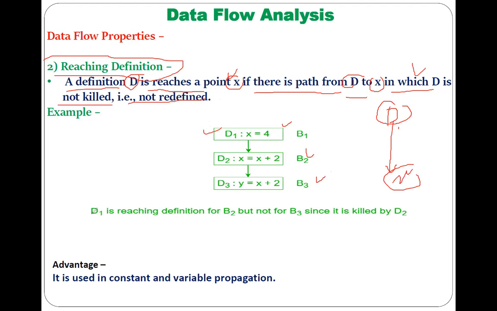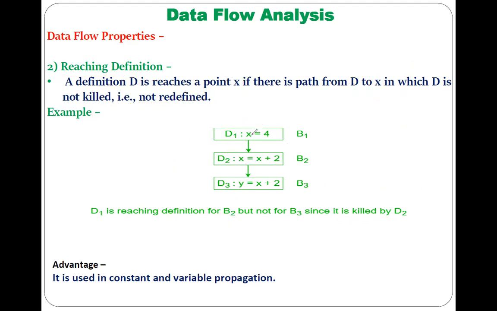Now what is said here? D1 is a reaching definition for B2, but not for B3. What is the reason behind that? The reason is that it is getting killed by D2, in the sense that the value of X is getting modified at D2. That is the reason D1 is not a reaching definition for D3.